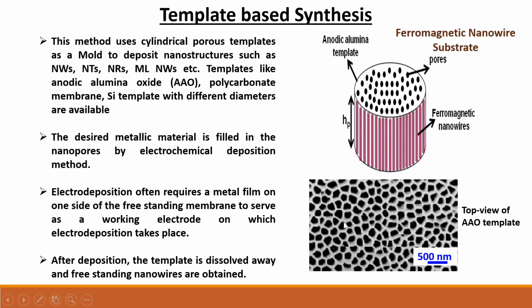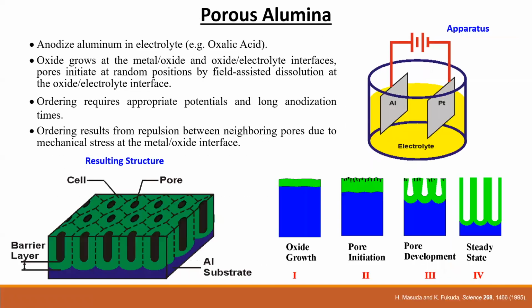So you can see the pores have a diameter of around 200 nanometer. So when we deposit any material in this, we can get the one-dimensional nanostructures. And if we etch out this mold, we will have the standing one-dimensional nanostructures available with us. Now we can commercially purchase these porous materials or the membranes or templates, but we can also synthesize them in our labs.